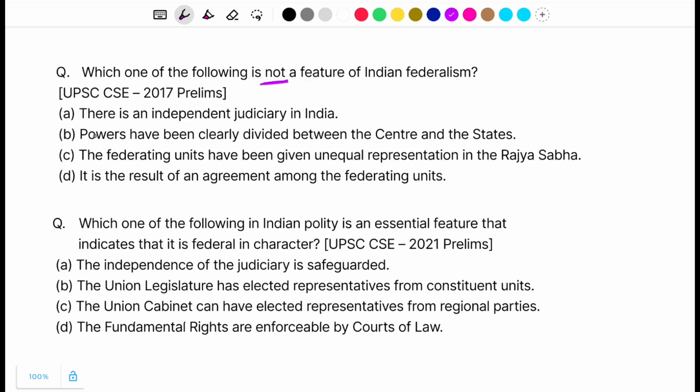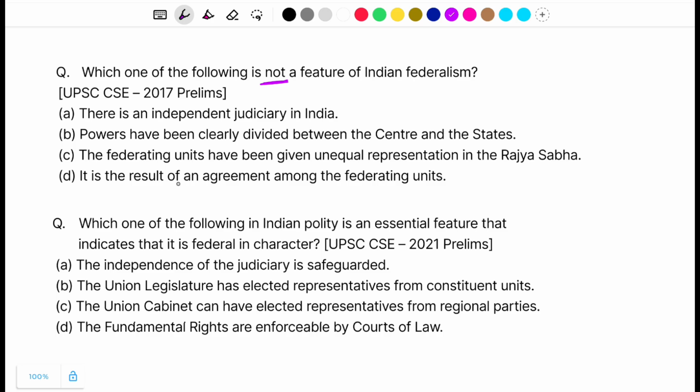Okay. There is an independent judiciary in India, right? We said that there is the Supreme Court at the center, and at the state level we have the High Court. Yes, this is right. Powers have been clearly divided between the center and the state. Yes, India is a federation. Powers are clearly divided between the center and the state. Yes, this statement is also true.